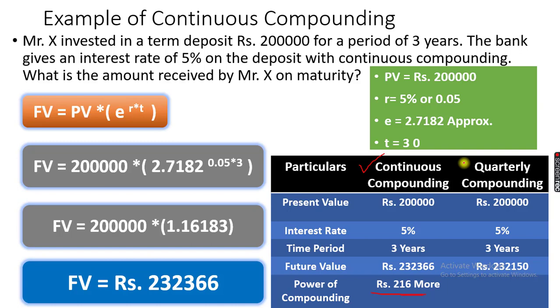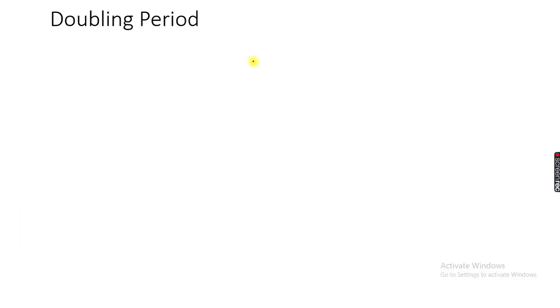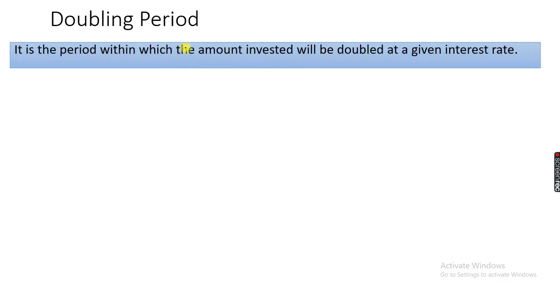Let us look at the third concept that we are discussing today, that is doubling period. Doubling period is nothing but the time required for the amount invested to get doubled at a given rate of interest. Generally, doubling period is what every common man thinks of when he has invested. He always thinks about how much time it may take for his investment to get doubled. So the definition of doubling period is the period within which the amount invested will be doubled at a given rate of interest.